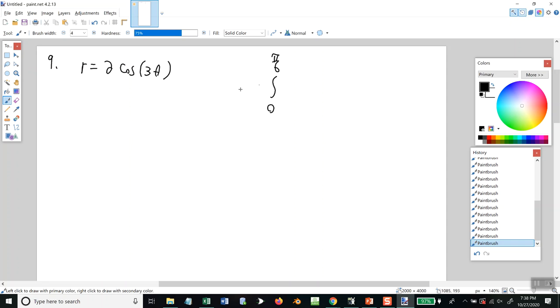So 0 to pi over 6, and we got the 1/2 out in front, an area. Now 0 to pi over 6 is going to give us half a leaf, won't it? So to get the full leaf, we need to do what? Multiply by 2. Yeah. So multiply that by 2, squared, d theta.